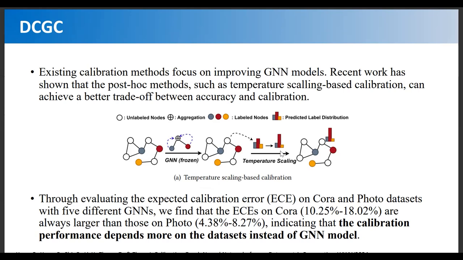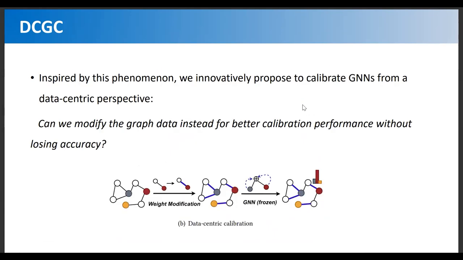For most works, they will use a post-hoc editing strategy based on temperature scaling. We know that for classification problems, we will have a softmax operation before the final prediction. So we can tune the temperature hyperparameter in the softmax operation, so we can somehow manage the confidence. This is a typical way. In our method, we are also inspired by the prompt tuning strategy. So our idea is also to keep the graph neural network frozen. Instead, we will modify the input graph.